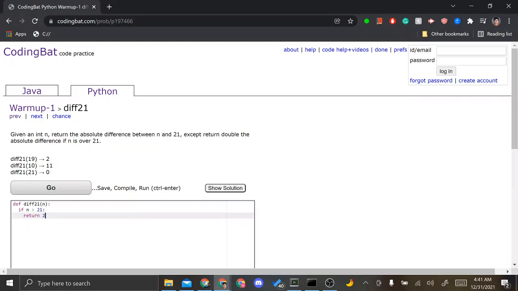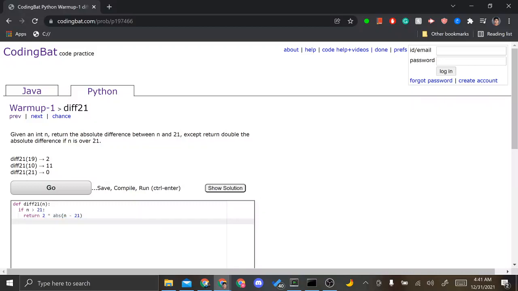2 times the absolute difference. So we say abs. And then we take n minus 21. You could have also said 21 minus n. n minus 21 and 21 minus n are really the same thing when you're taking the absolute value of it. But we return double of it if it's greater than 21.